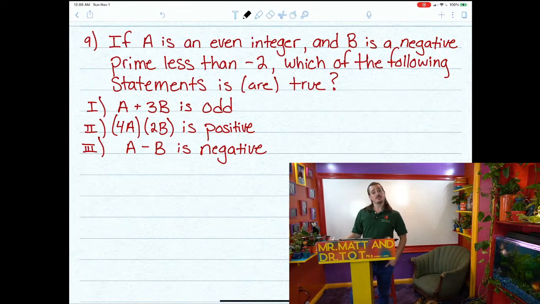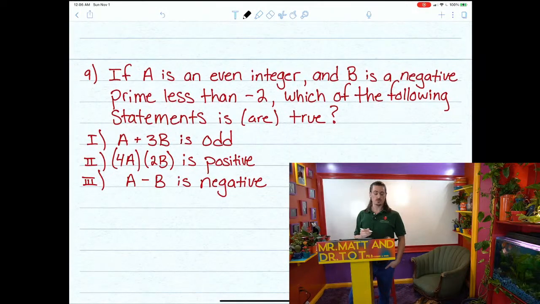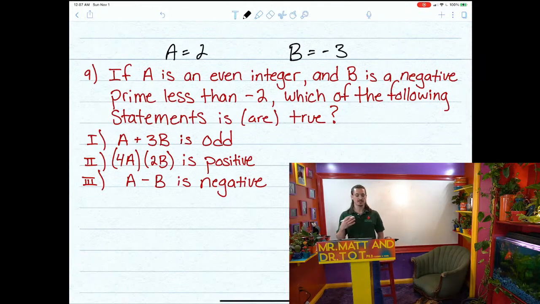Okay, so we could solve this either using substitution or solving conceptually. If we were to solve it with substitution, we need to pick acceptable values given the domain and characteristics of a and b. They say a is an even integer, so maybe I could say a is equal to positive 2, and b is a negative prime less than negative 2. That's just a really tricky way of saying that it's negative and it's odd, because all primes less than negative 2 would be odd, because otherwise they would be multiples of 2 and therefore not prime.